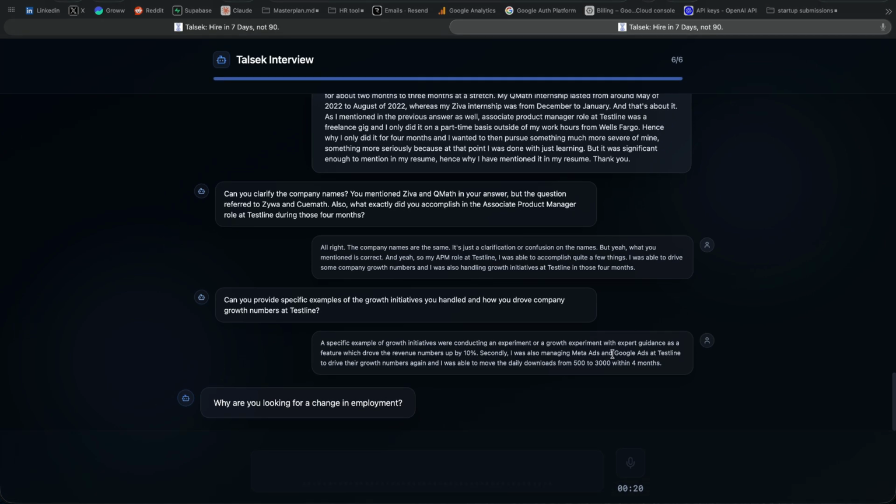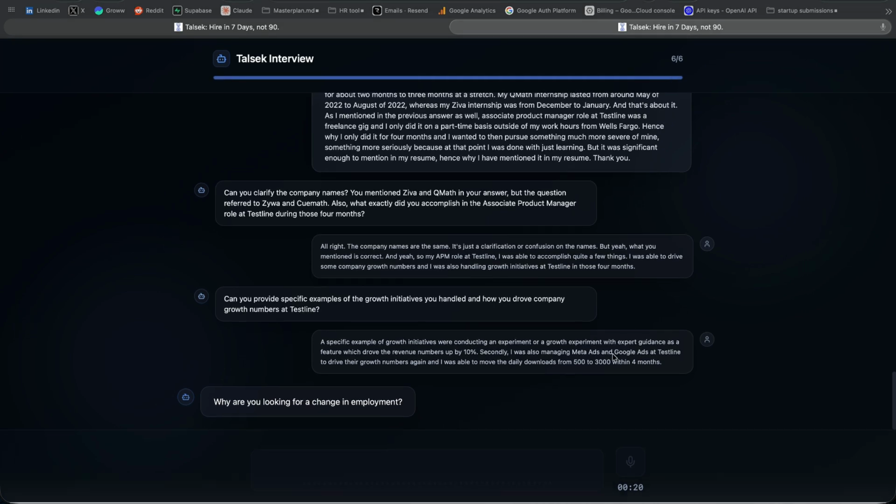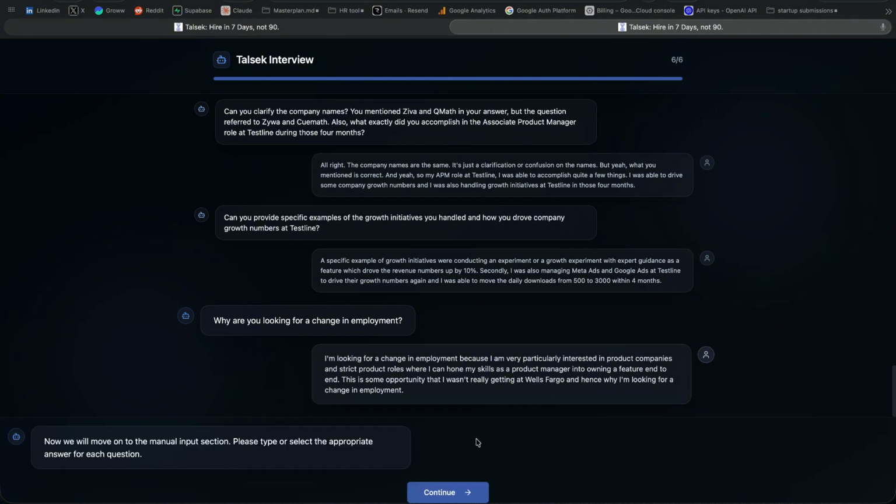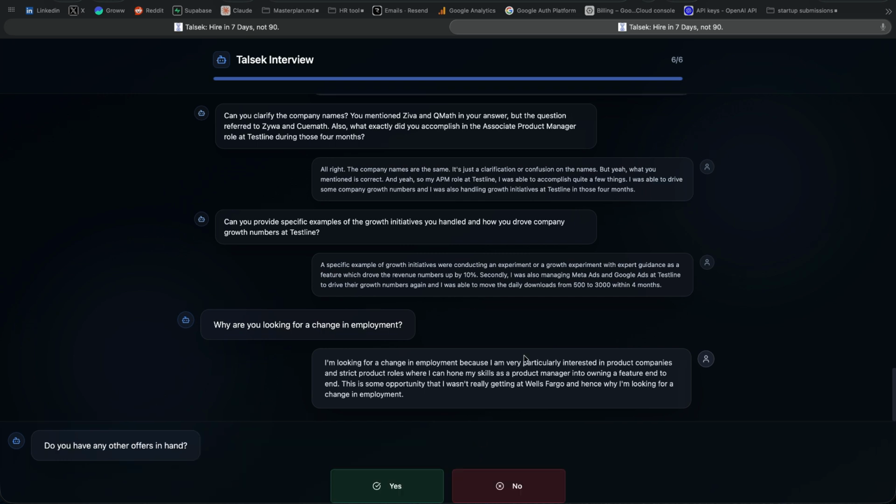Let's see what the AI says. All right. Okay. So now we move on to the section of the interview which we call the manual input section, where these are the screening questions which do not really require an AI assessment or a response audio. So we'll be just taking input directly for the screening level of questions.